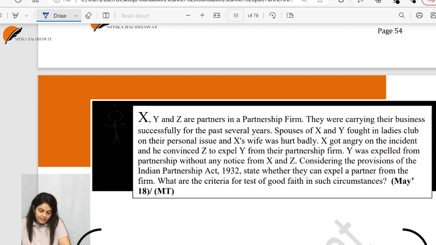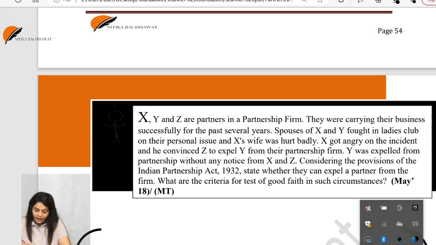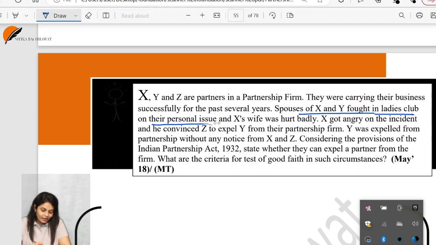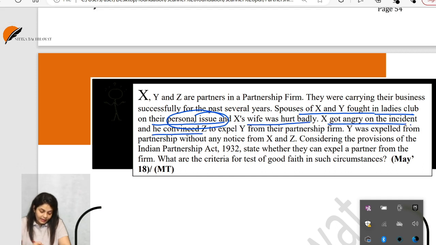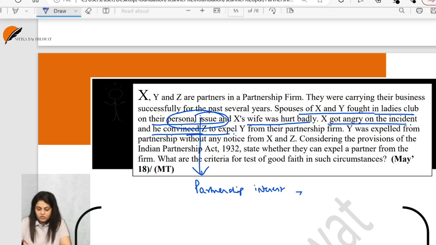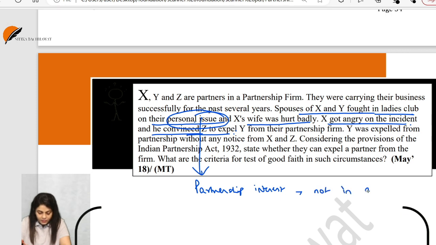X, Y, and Z are partners in a firm. They were carrying on their business successfully for the past several years. Spouses of X and Y fought in the ladies' club on their personal issue, and X's wife was hurt badly. X got angry on the incident and convinced Z to expel Y. Cannot be expelled because there is a lack of partnership interest, and when the expulsion is not in good faith, the expulsion is null and void.